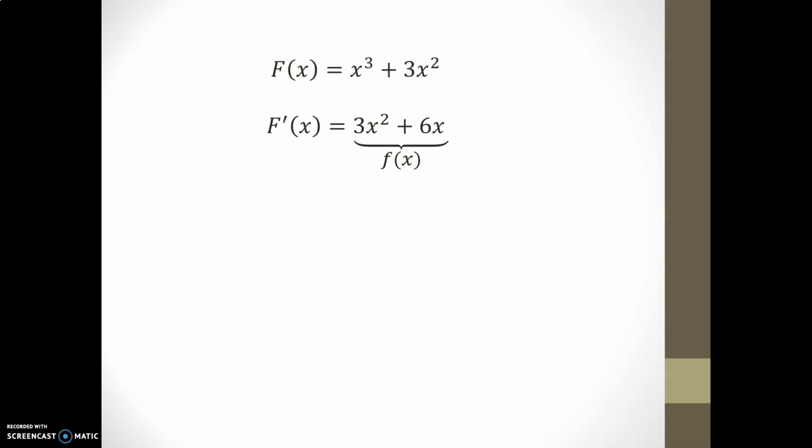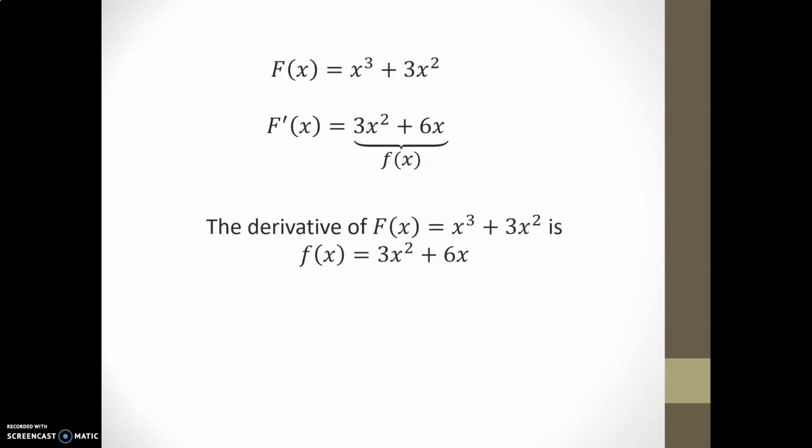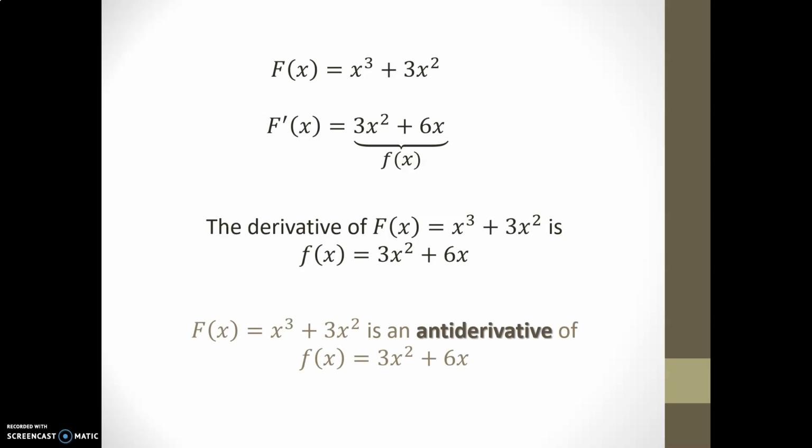So that was the function f of x appearing in our integral. So the derivative of big F equals x cubed plus 3x squared is little f, 3x squared plus 6x. Likewise, from now on, we'll tend to say that x cubed plus 3x squared is an antiderivative of f of x equals 3x squared plus 6x.